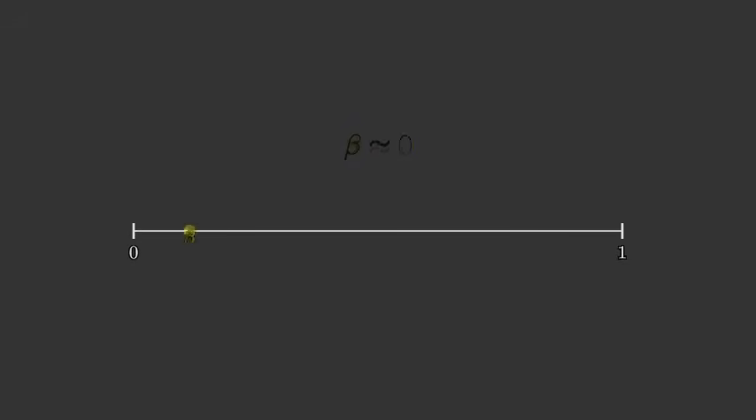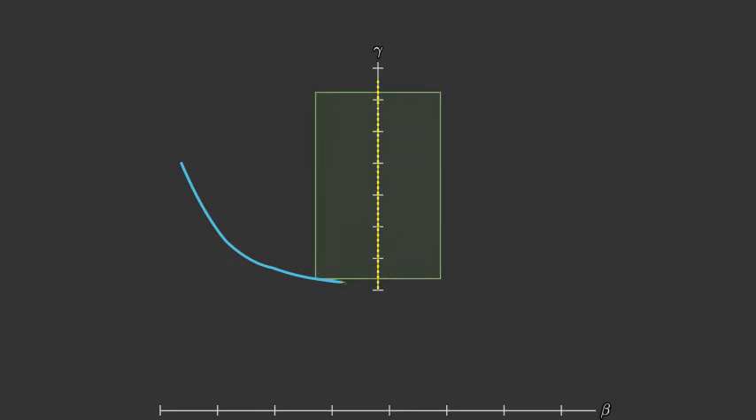If beta is close to 0, the object is moving much slower than light. That is exactly the Newtonian regime. So the question becomes, what does the relativistic gamma function look like near beta equals 0? This is a Maclaurin question. We take the function gamma of beta and we expand it around beta equals 0.